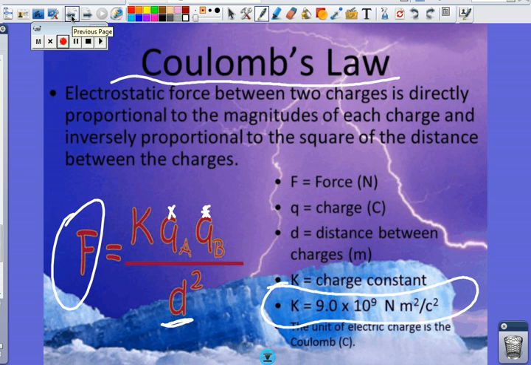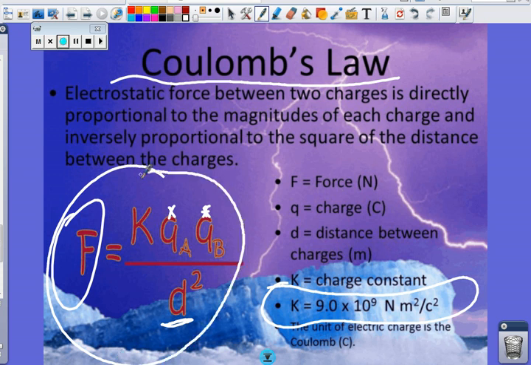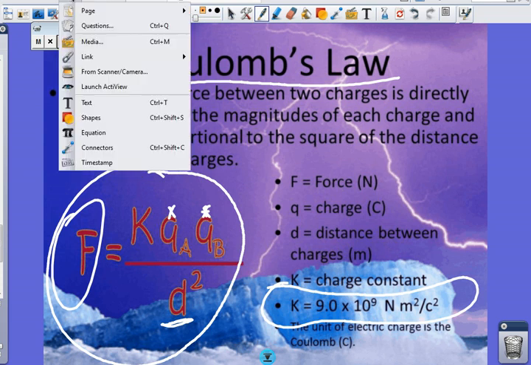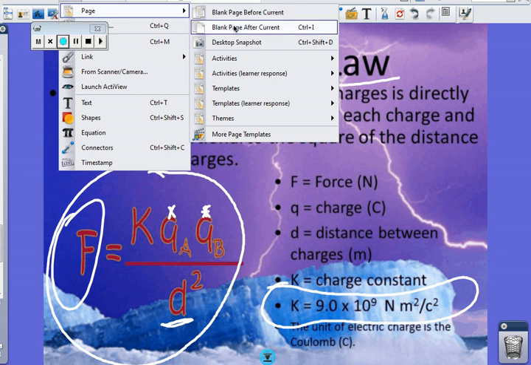And hopefully you remember the structure of this formula. Where else have we seen the structure of this formula before? I'm going to put something in here. We haven't talked about that. We're going to put in a page real quick.